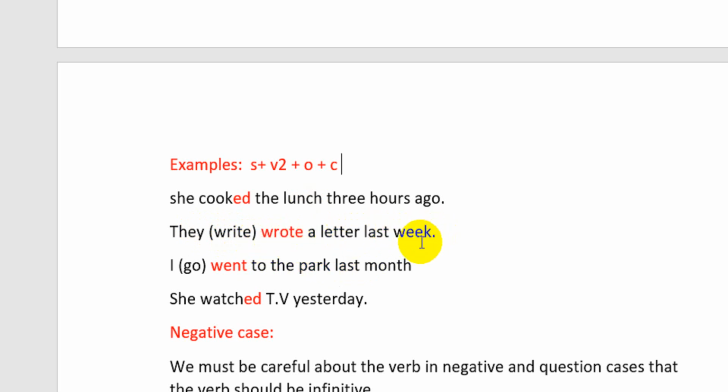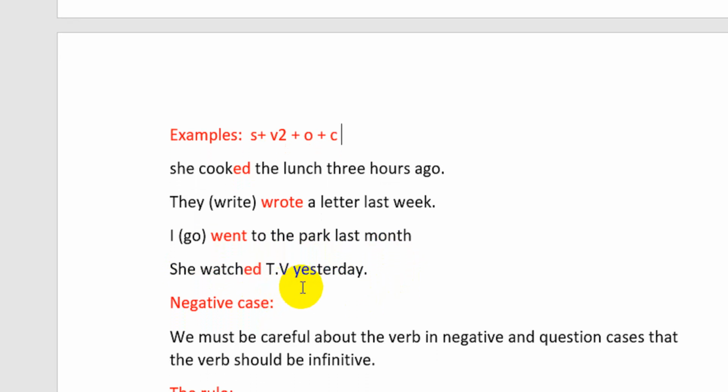كتبوا رسالة الأسبوع الماضي. I go, look, go also is irregular. The past tense is went. I went to the park last month. ذهبت إلى الحديقة الشهر الماضي. She watched TV yesterday. هي شاهدت التلفاز بالأمس. Look, watch, ed, TV yesterday.